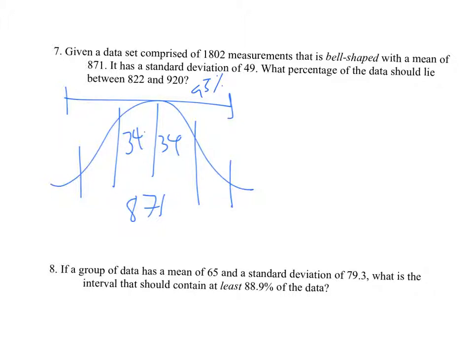That means you get another 13.5% on each side. And then you go all the way out and you get 99.7%.